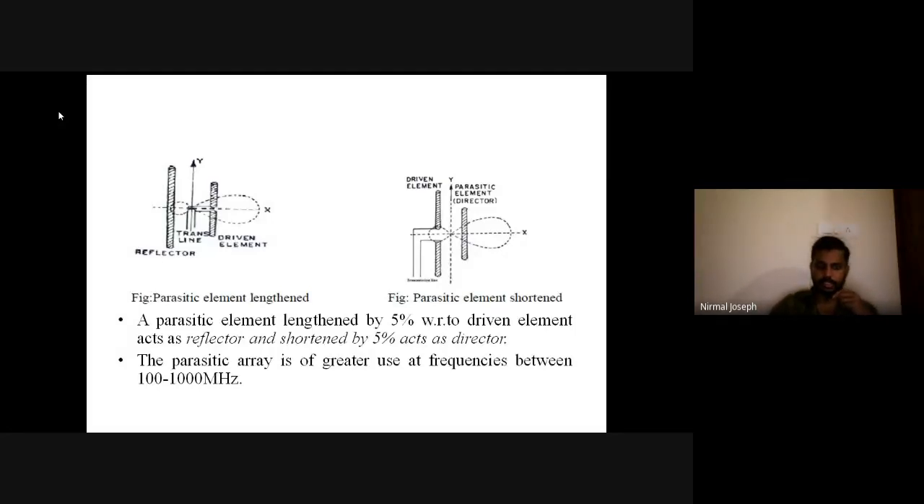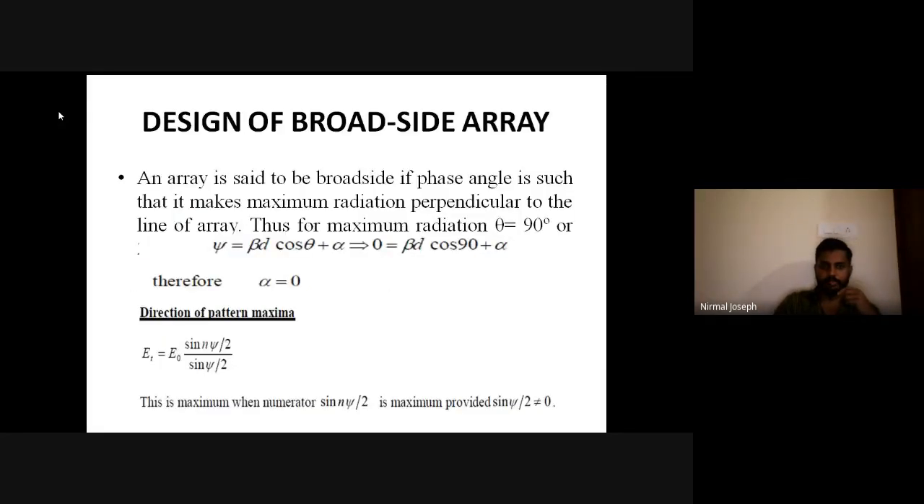So that's all with our parasitic array. Now we will move on to the design of the broadside array. Basically, we want to study the design of the broadside array and the endfire array. This thing we have already done for an array of 2 isotropic point sources and n isotropic point sources. So these are the general steps I am explaining, to be followed while designing a broadside array and an endfire array. We will start with the broadside array.